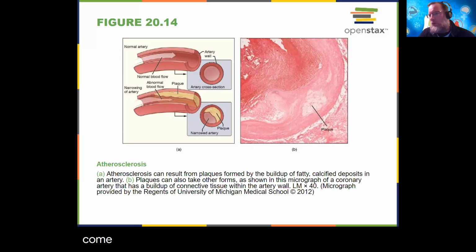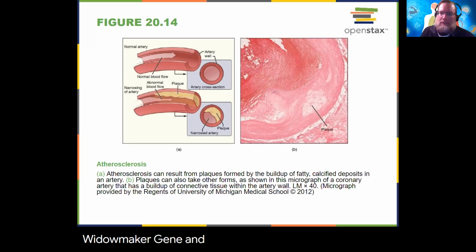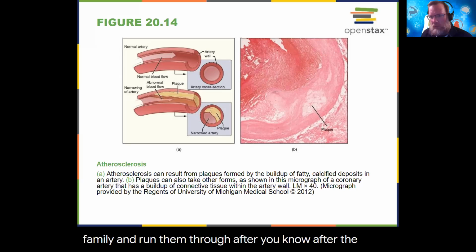So how come some folks drop dead at young ages of massive heart attacks? Well, it's quite possible that they have that widowmaker gene. And yeah, so we know this now. We've been able to isolate it, and so we can bring in the whole family and run them through, of course.